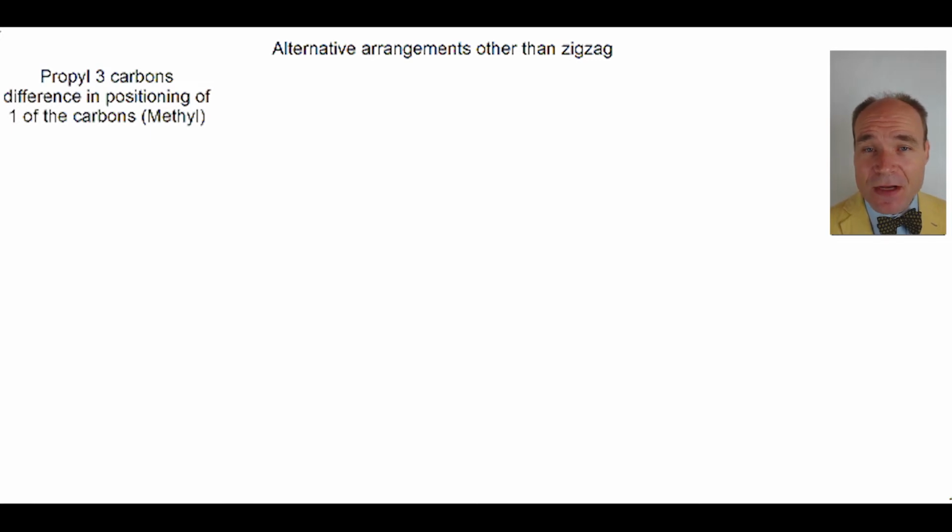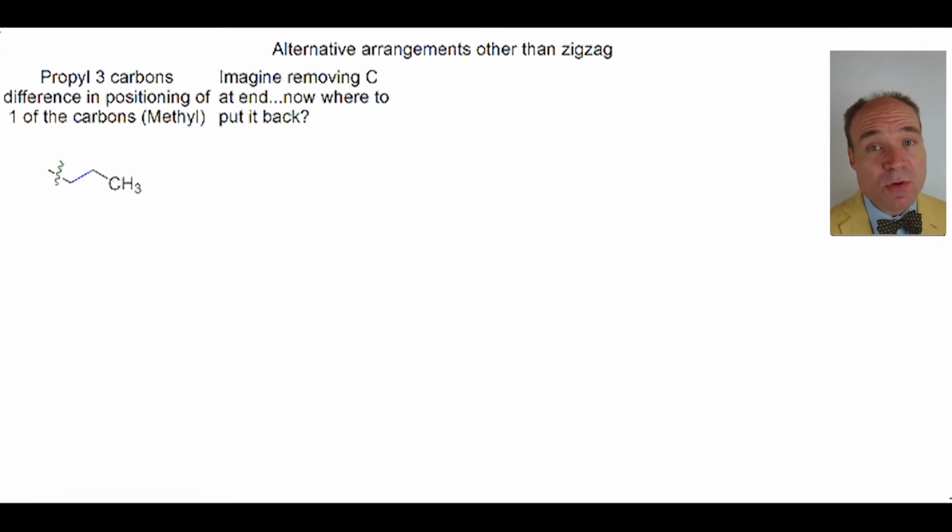Propyl can differ in the location of one of its carbons. So next, at the other end, we will remove a carbon. The question is, where shall we put it back? And we now have two choices. Firstly, we could put it back where it came from, and that is at the new terminal carbon of the section coloured in blue.